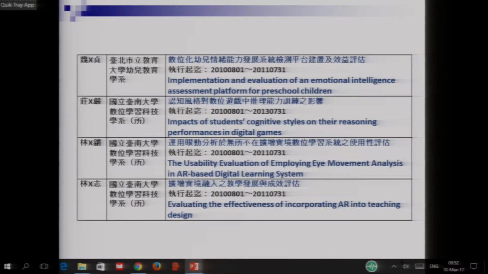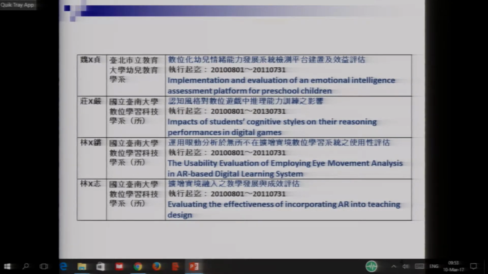Implementation and evaluation of an emotional intelligence assessment platform for preschool children. Yes? Good. Now you got the point, right? So I can end my talk now. You already got the point, right?